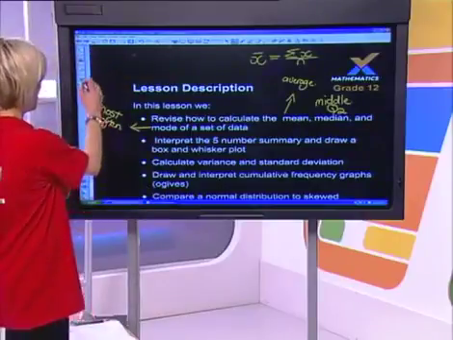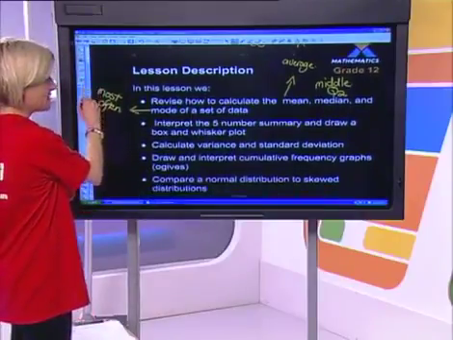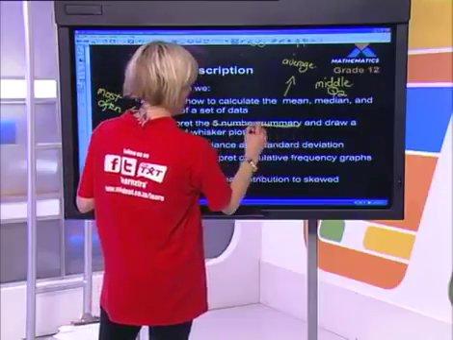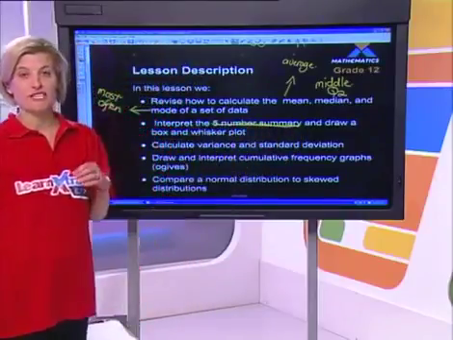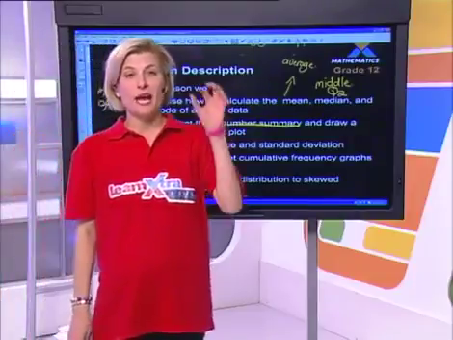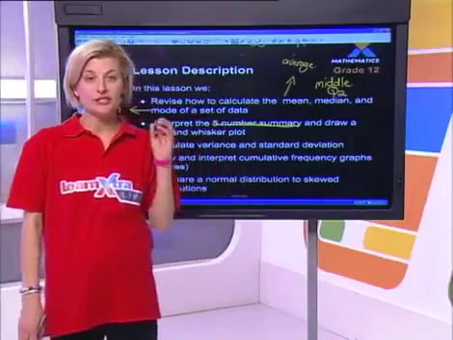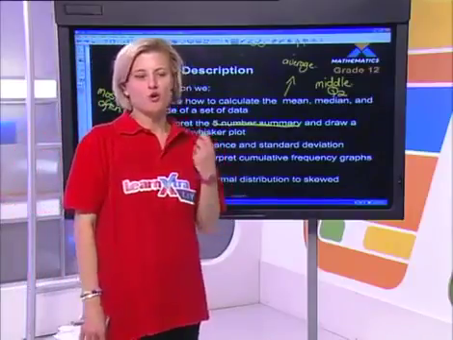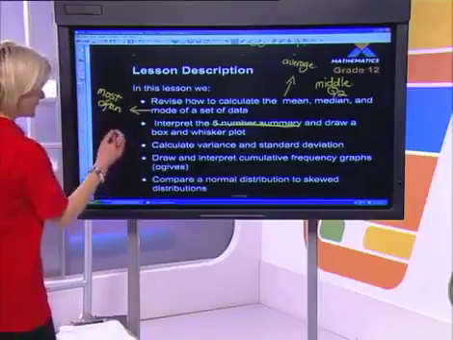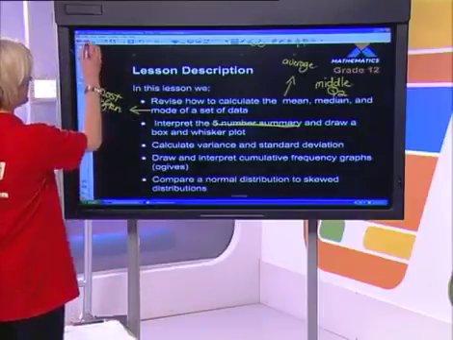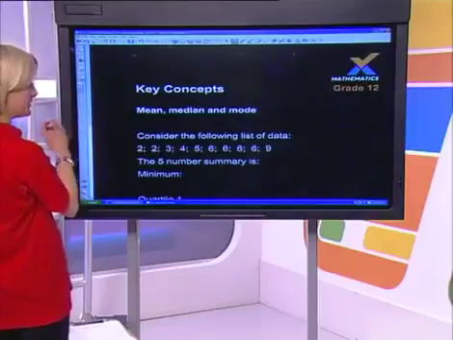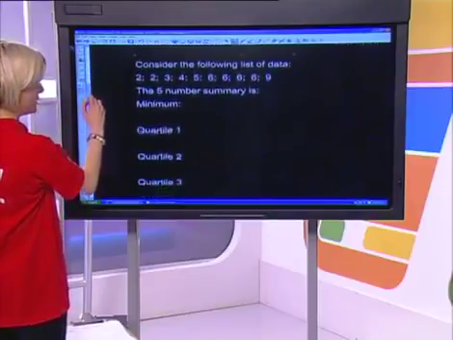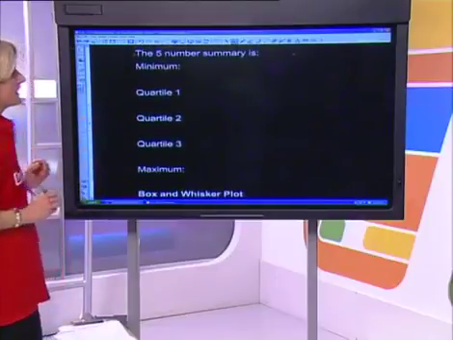We're also going to have a look today at something called the 5-number summary. Now, the 5-number summary are those 5 important data values that you need in order to draw a box and whisker diagram or a box and whisker plot. So let's move on to the next page. We've spoken about the mean, the median, and the mode. Now we're going to go on to the 5-number.